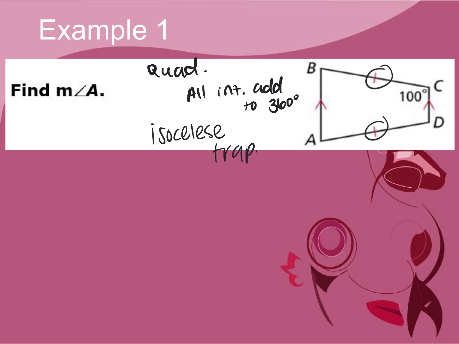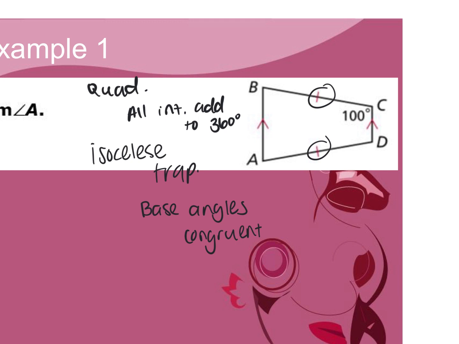Bingo. Base angles are congruent. Write that down. Base angles congruent. That means which two angles give me two angles that need to be congruent in this figure? C and what?